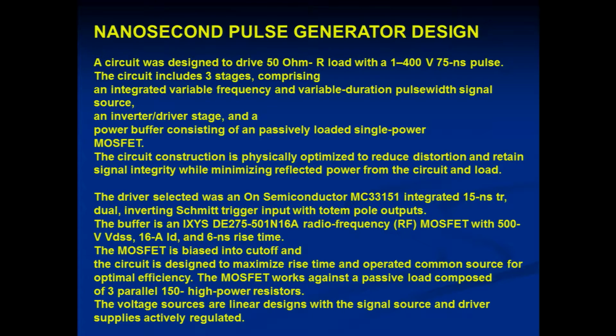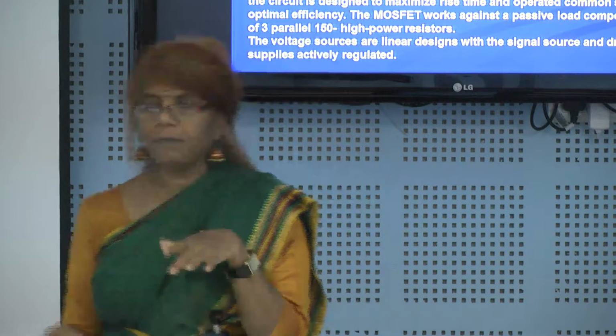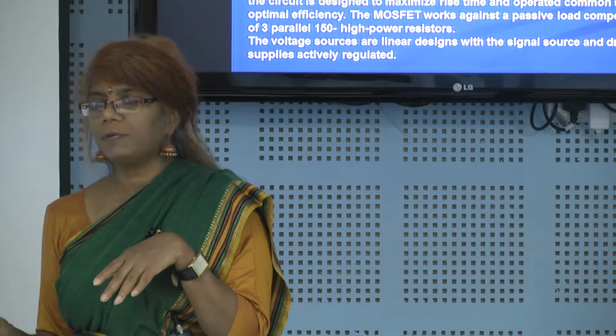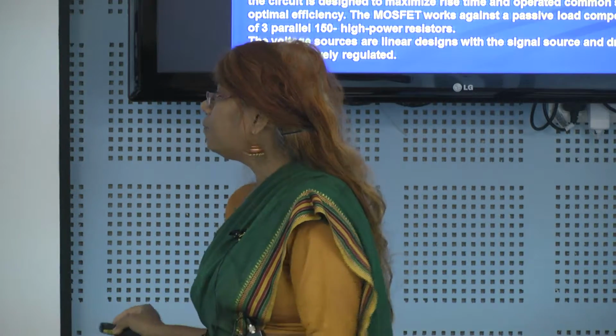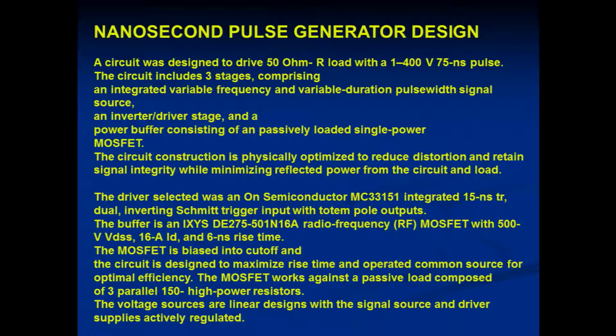This is 400 volts; even in 2010, 2011 we bought 3000 volt MOSFETs and all. They are costly, but that is what we need. You see the amperes, 16 amperes. Discharge current, 6 nanosecond rise time. Very sharp, very good. These are the ones we need to use if you want to do electroporation work.